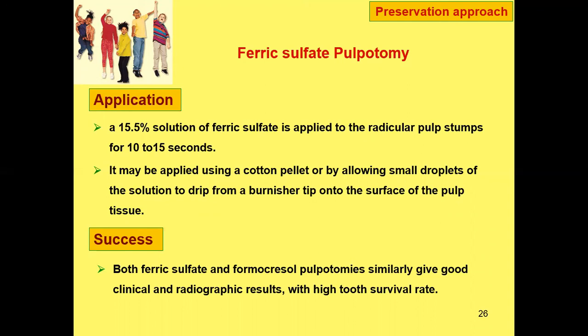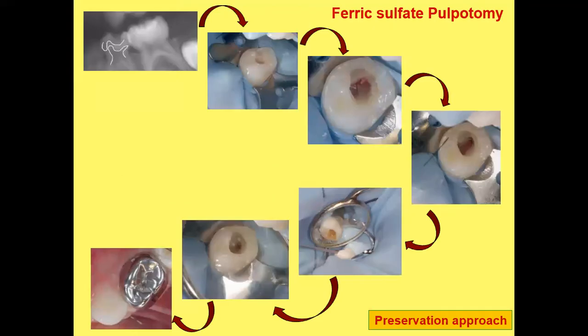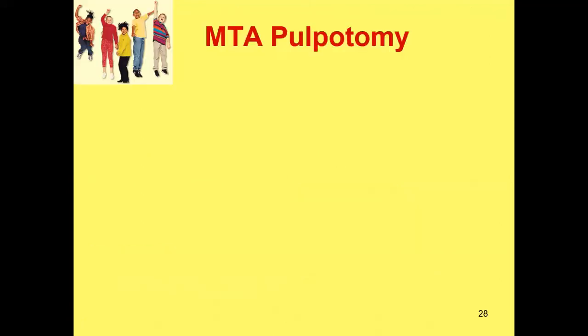Coming to the success, both ferric sulfate and formocresol pulpotomies give similar good clinical and radiographic results with high tooth survival rates. So this is the diagrammatic representation of ferric sulfate pulpotomy. You can see the clot is formed. Then the access cavity is filled, and a stainless steel crown is given to the patient.